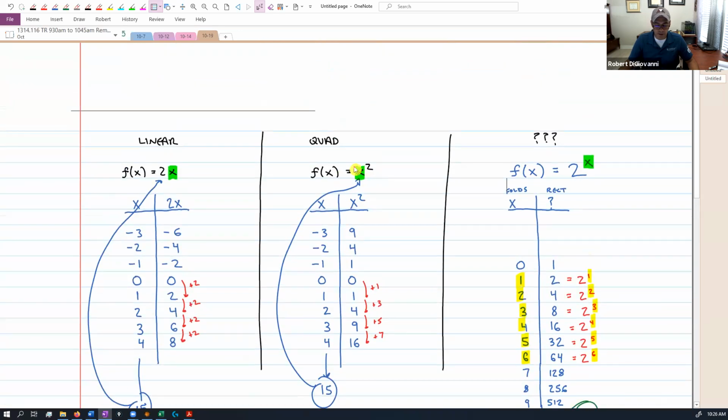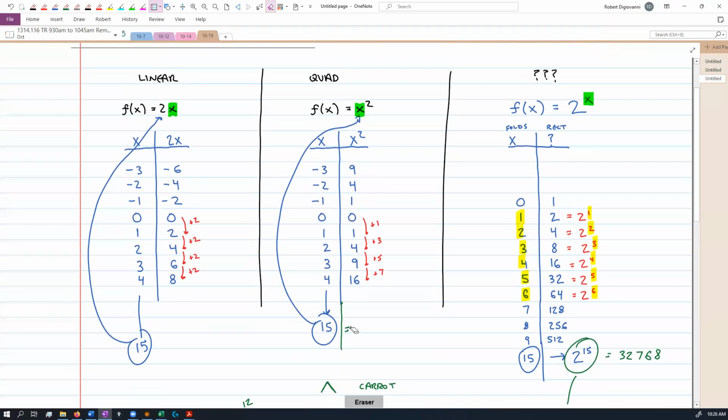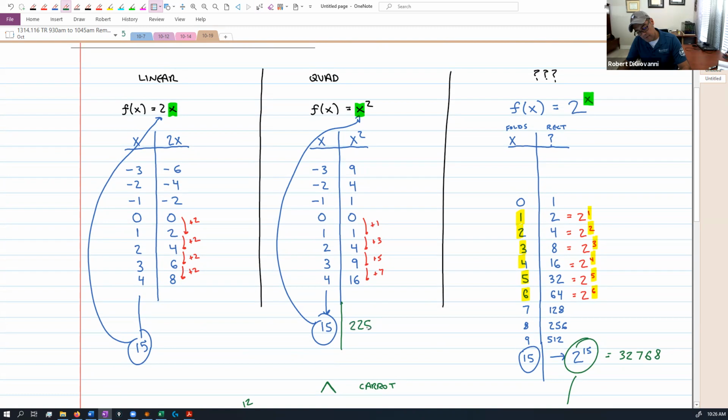If you were to plug 15 into this. Square 15, take 15 and square it. What do you get? 225. Yeah, 225. That's what you get when you square 15. Look at that. At 15, you're at 225. And over here at 15, you're at 32,768.